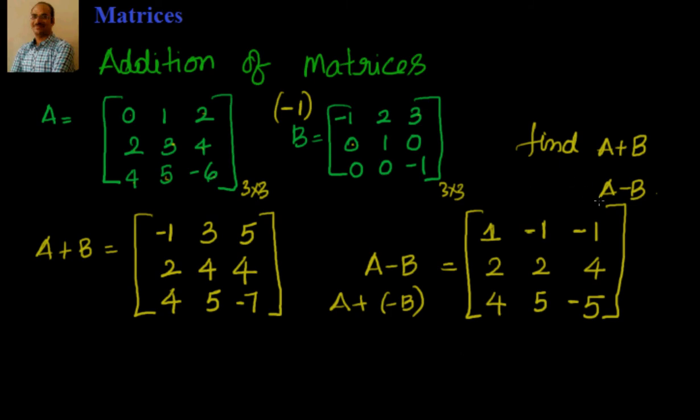So that's how we can find out A plus B and A minus B. For the first time we are doing A minus B. You have two ways to subtract. One, you can subtract each corresponding element: 0 minus of minus 1 is 1, 3 minus 1 is 2, or minus 6 minus of minus 1, that is minus 6 plus 1 equal to minus 5. Or you can say that subtraction is nothing but addition of the negative matrix. Negative means you multiply with minus 1 and then add it, but both of them will give you the same value.